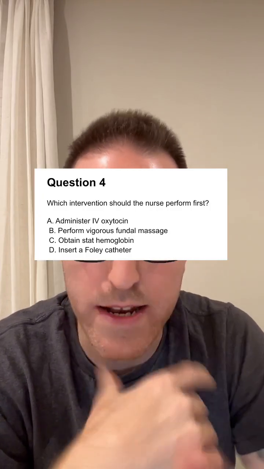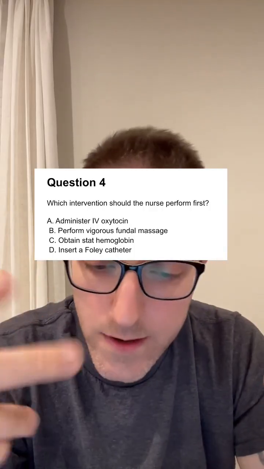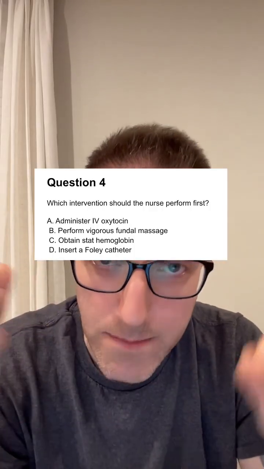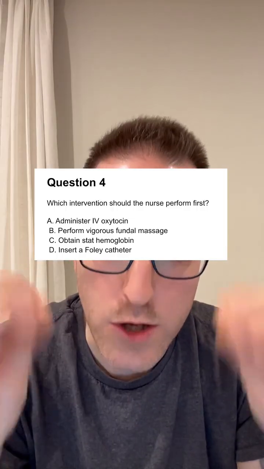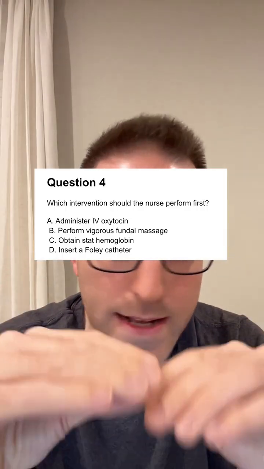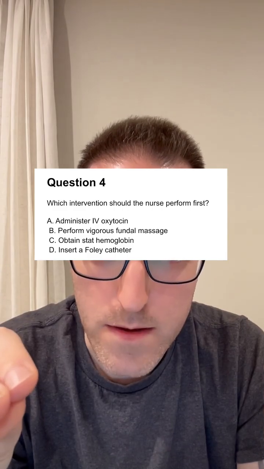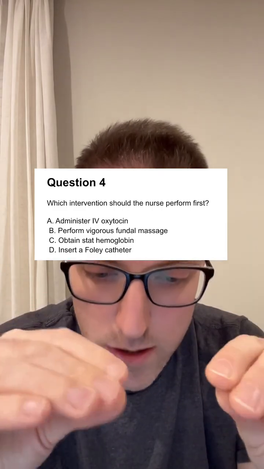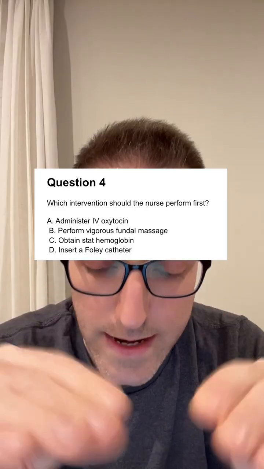And okay, now I drill this and I've said it in videos as well. Okay, hands before meds and meds before labs. Okay, if your intervention doesn't stop bleeding, it's not first.